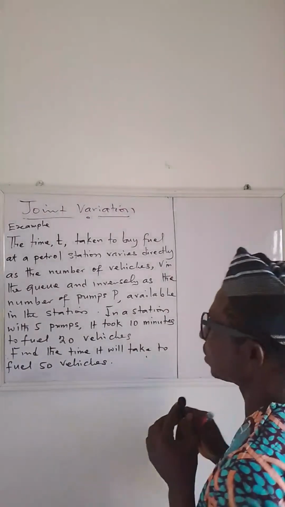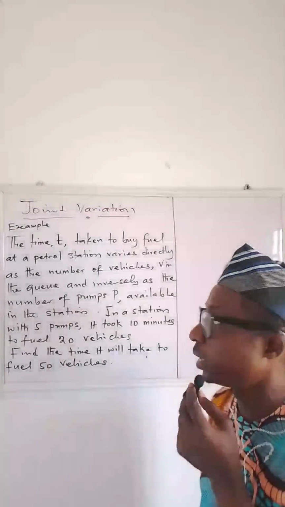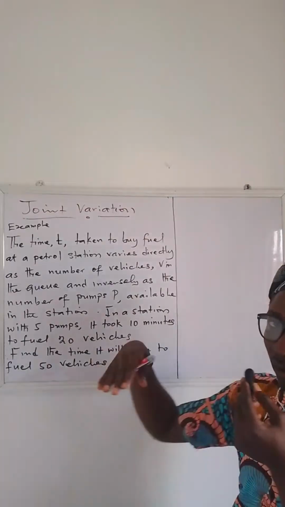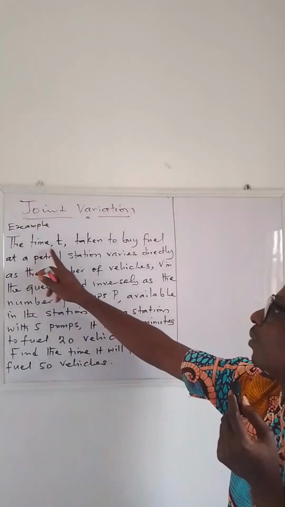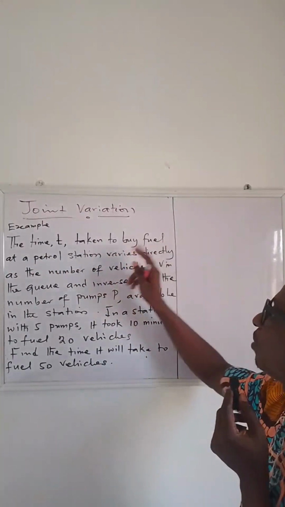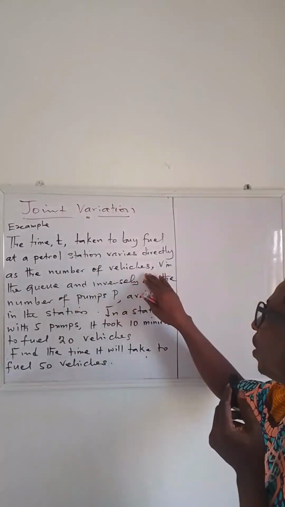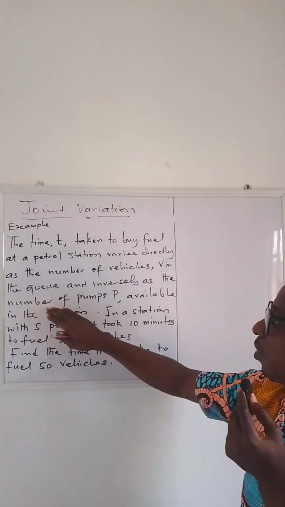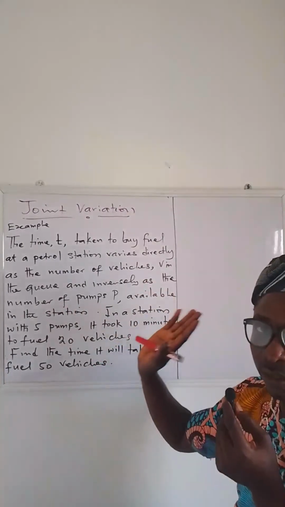Now, yes, we all tried. That's a very good one. Now, but let's look at the question. Let's read the question together and see whether what we have there is correct or not. Okay, so now the time T taken to buy fuel at a petrol station varies directly as the number of vehicles V in the queue and inversely as the number of pump P available in the station.